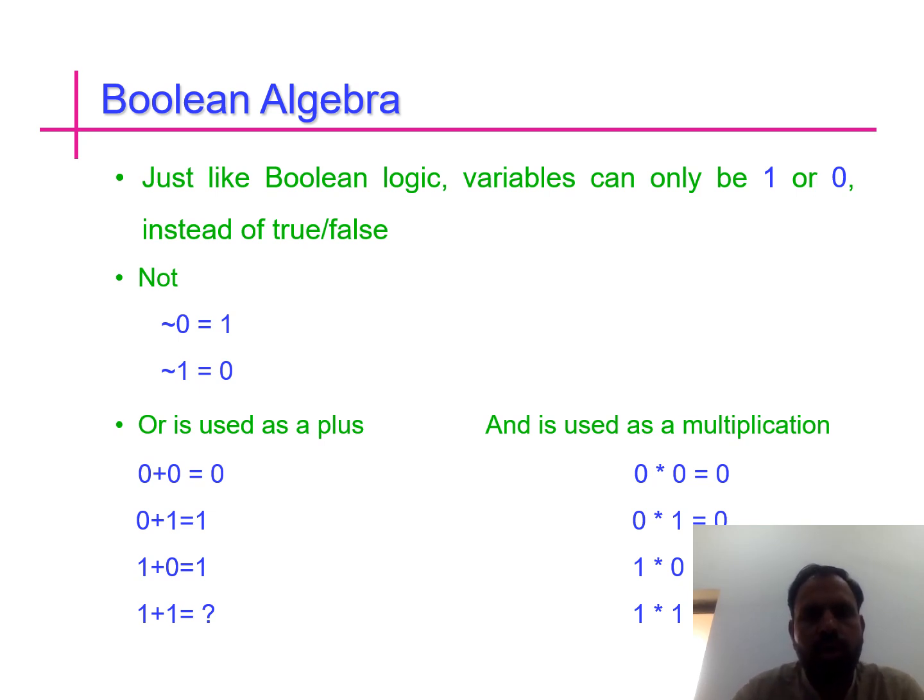So 0 or 0, 0 plus 0, is 0, 0 plus 1 is 1, 1 plus 0 is 1. Previously we wrote true and false for this 0 and 1. 1 means true, 0 means false. So 1 plus 0 is equal to 1, 1 plus 1 is equal to 1. And 0 multiplied by 0 is 0, 0 multiplied by 1 is 0, 1 multiplied by 0 is also 0.